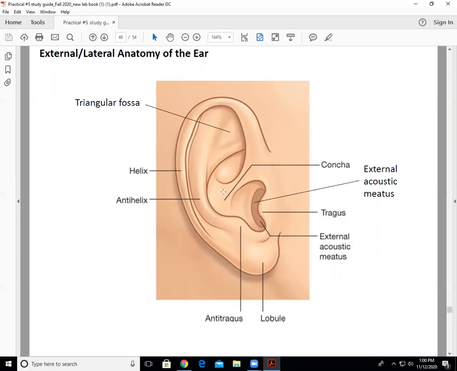Okay, this kind of hole here, curve is the concha. Again, this big hole is the external acoustic meatus. And some of us have bigger flaps than others, but this is the lobule.